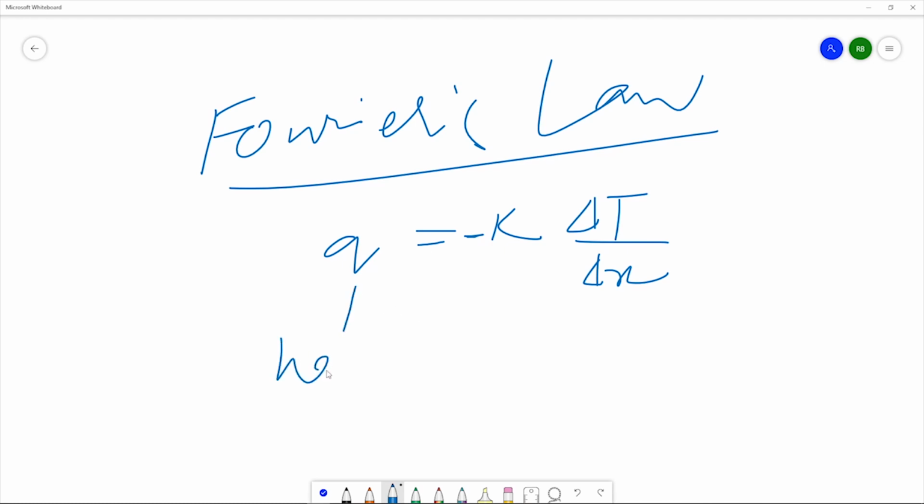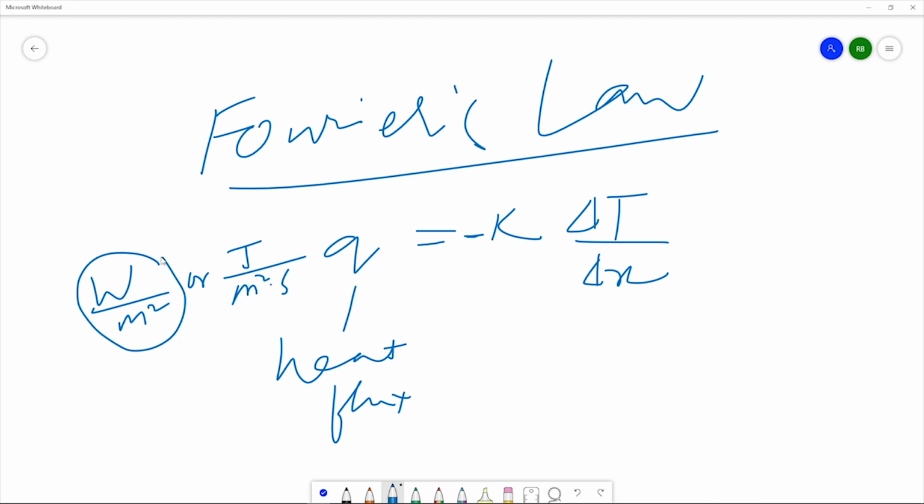This is nothing but heat flux. Generally, we write it in watt per meter square or joule per meter square second. Joule is the unit of energy, so it is joule per unit area per unit time. That is the heat flux. Or joule per second is nothing but watt, so you can write it in short like this. But generally, the small q means the heat flux.